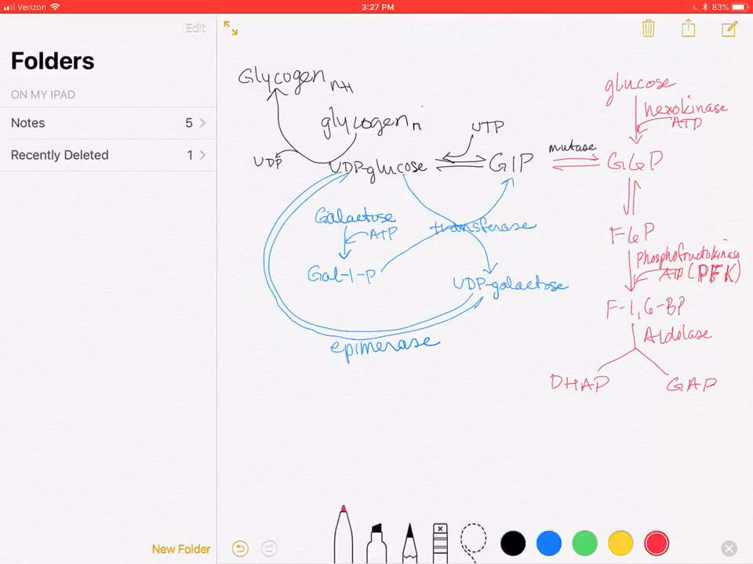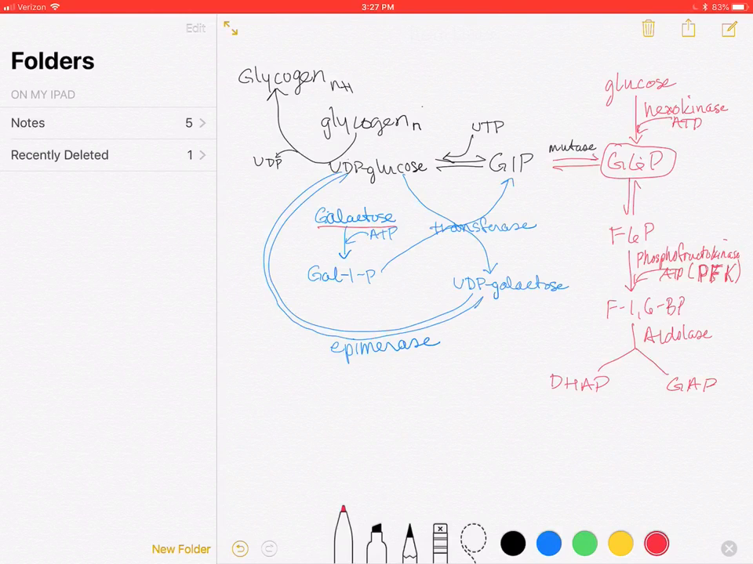I'm just going to highlight the glucose 6-phosphate by circling it, because that's a glycolytic intermediate that the galactose is changed into, mainly through the pathway of glycogen synthesis from glucose 1-phosphate.